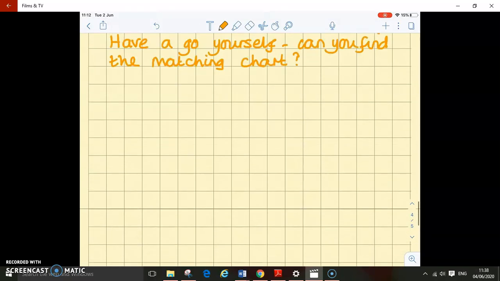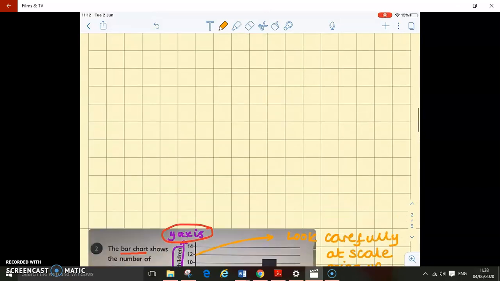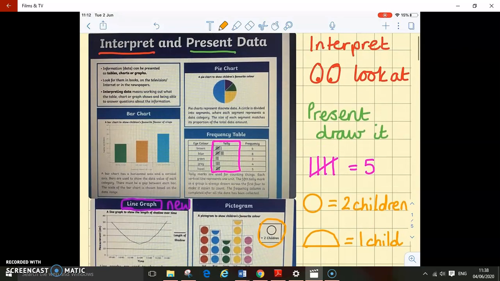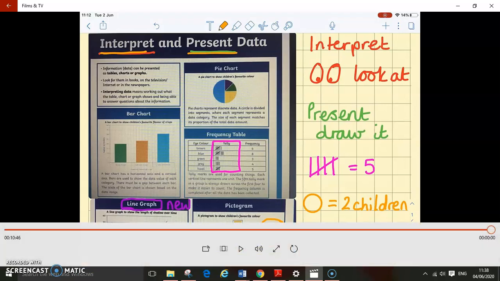Fantastic. And that's it for our first session. So we're interpreting, we are reading graphs and able to answer questions from them, and we're going to have to present some data. We're going to have to draw it. So enjoy session 1 and come back and join me for session 2, where we're going to be doing some more comparing and we're going to be looking at the sum and the difference.